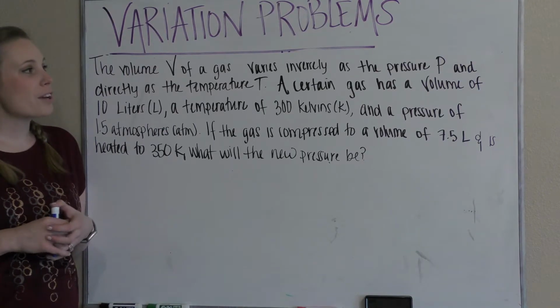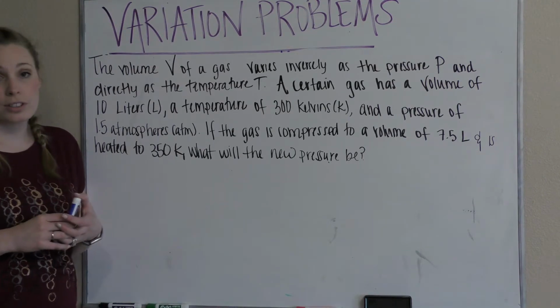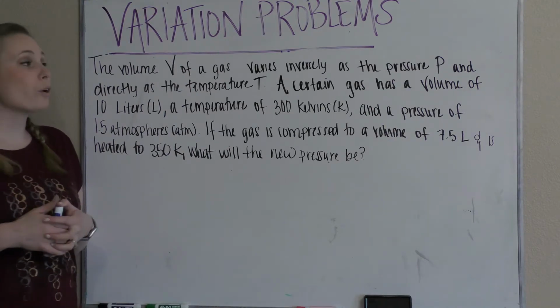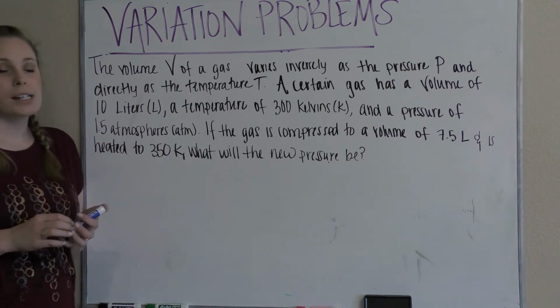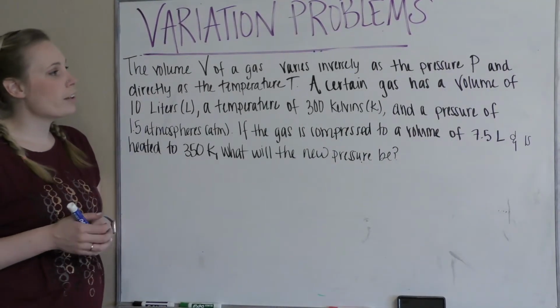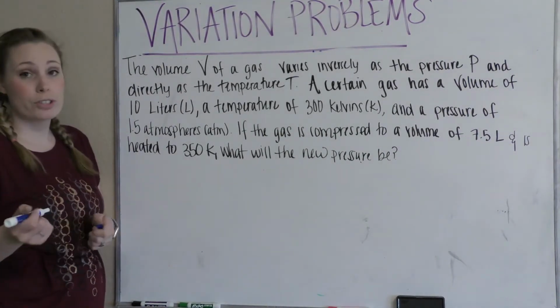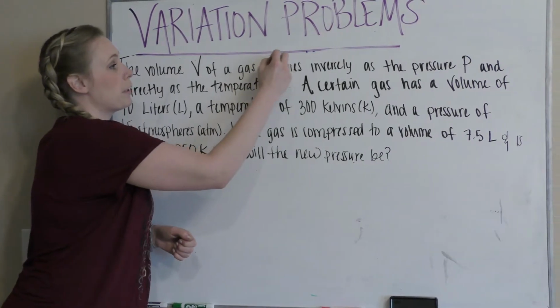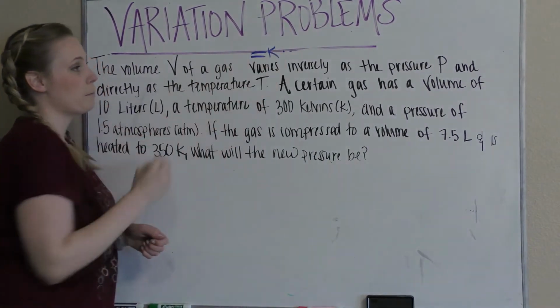In this question, we are going to put together inverse and direct variation. And so we call this combined variation. And you'll get combined variation just by reading the question. So the volume V of a gas varies inversely. And so I see this word vary, so I'm going to put my equals K here.